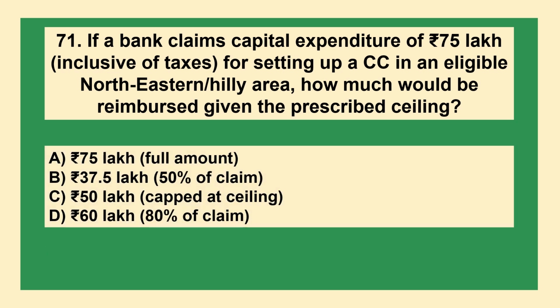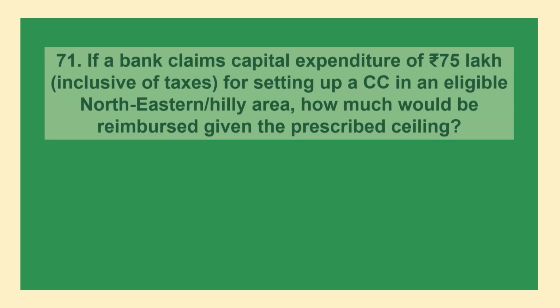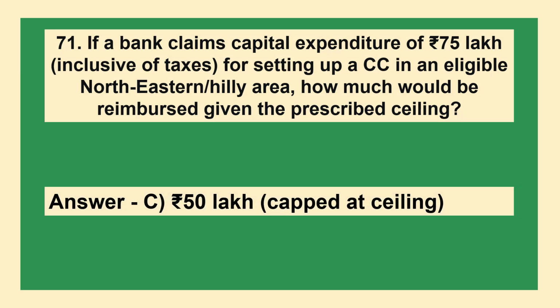If a bank claims capital expenditure of rupees 75 lakh inclusive of taxes for setting up a CC in an eligible northeastern hilly area, how much would be reimbursed given the prescribed ceiling? Option A, rupees 75 lakh, full amount. Option B, rupees 35.7 lakh, 50% of claim. Option C, rupees 50 lakh, capped at ceiling. Option D, rupees 60 lakh, 80% of claim. The answer is option C, rupees 50 lakh, capped at ceiling.